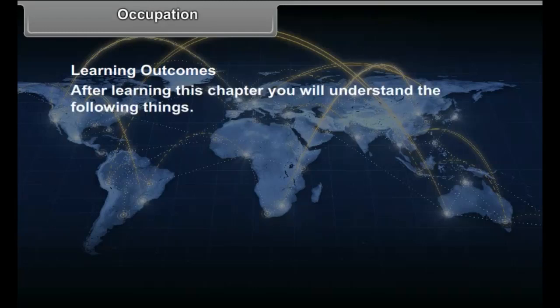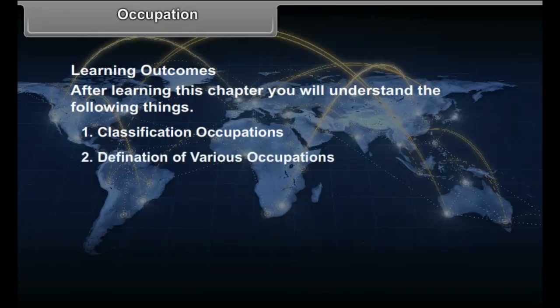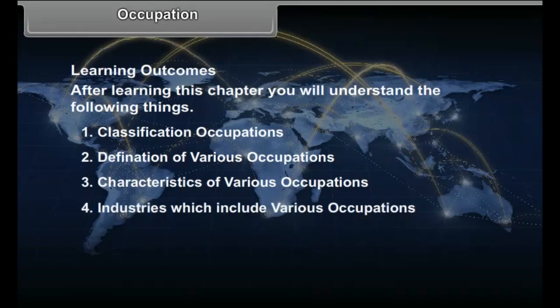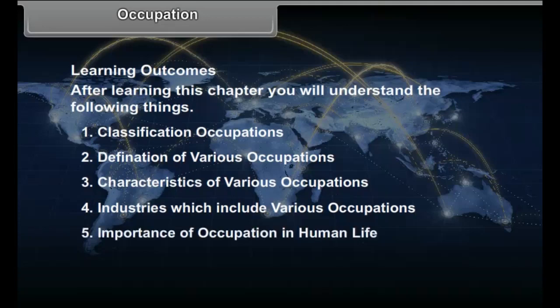Learning outcomes. After learning this lesson, you will understand the following things: 1. Classification of occupations. 2. Definition of various occupations. 3. Characteristics of various occupations. 4. Industries which include various occupations. 5. Importance of occupations in human life.